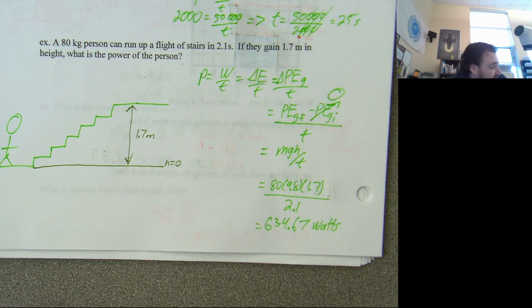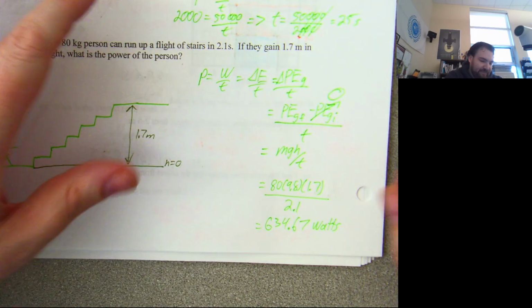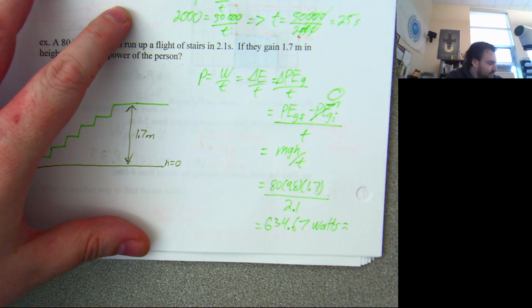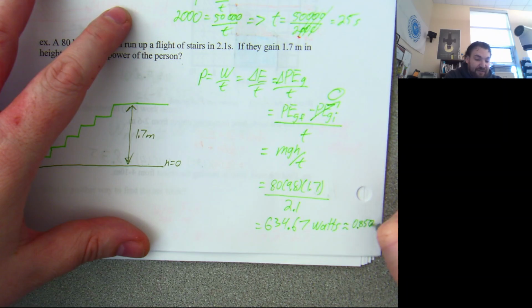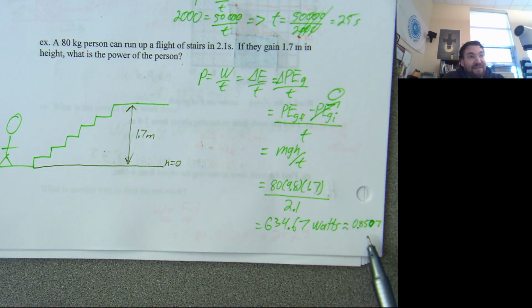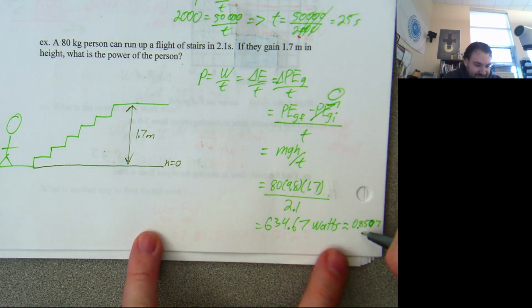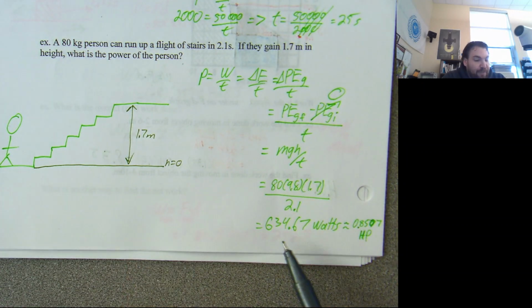Just for fun, Lena, I'd like you to take that number in your calculator and divide it by 746. What'd you get? 0.857? 0.8507. 0.8507 what? Horsepower. Taking your power in watts and dividing it by 746 will give you your equivalent horsepower. So this person is as powerful as 85% of a horse.